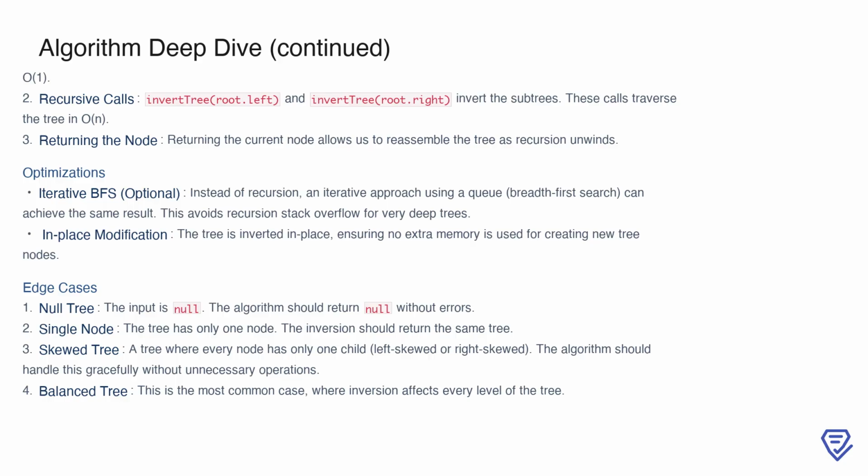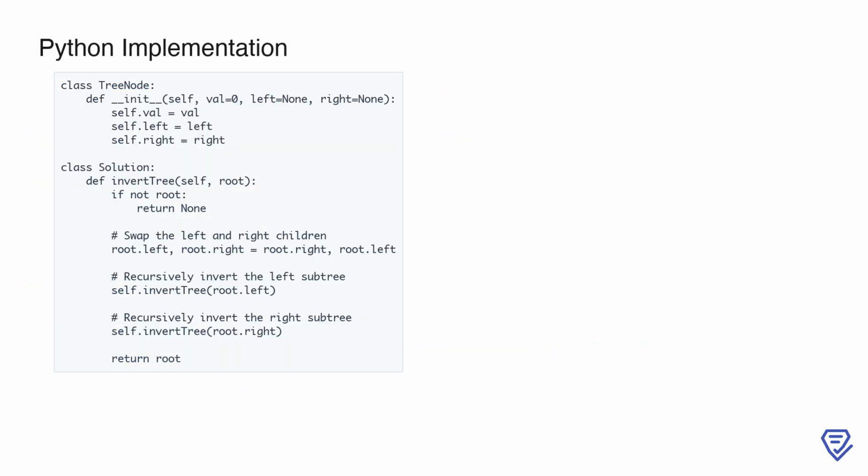This Python implementation solves LeetCode problem number 226, Invert Binary Tree, using a recursive depth-first search (DFS) approach. First, we define a TreeNode class to represent the structure of a binary tree node. Each node has a value, a left child, and a right child, which are initialized in the constructor. This is the standard definition for binary trees in LeetCode problems.